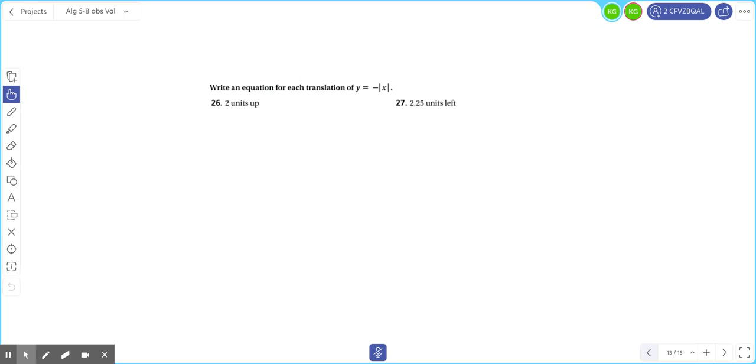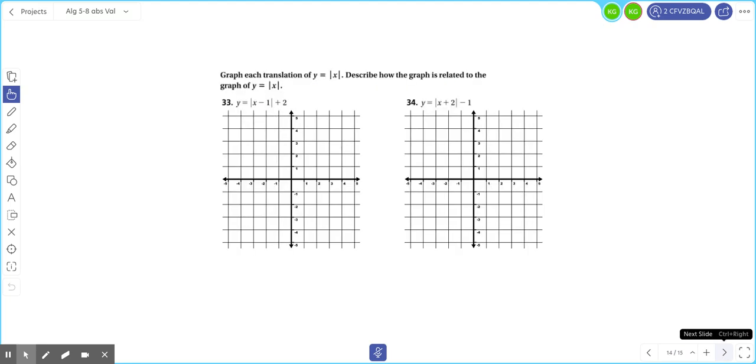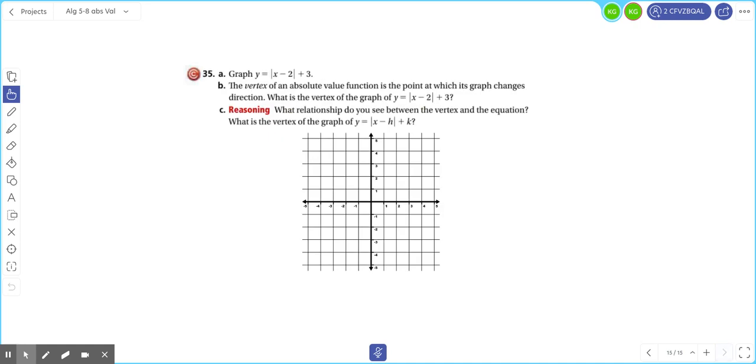We are also now going to give you that same negative absolute value of x and say, can you write the equation for a shift 2 units up or 2.25 units left? So use what you learned to write the equation for that. Now we have what we were talking about. We have something that has -1 inside the absolute value and +2 outside the absolute value. So use what you've learned to determine how these functions will look on the graph with a horizontal and vertical translation.